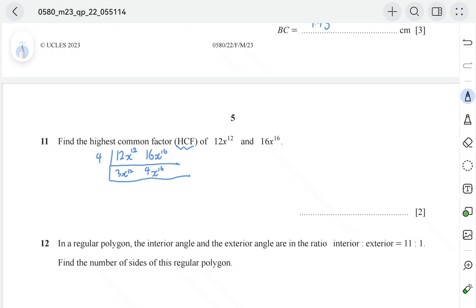Moving on, we also know that x is a common factor, and we know that the largest amount of x that we can factorize from each equation is x to the power of 12. Leaving no x behind on the first term, and leaving 4x to the power of 4 for the second term. So to find the HCF, we have to multiply the two factors that we took out. So that's 4 times x to the power of 12, and that equals 4x to the power of 12.